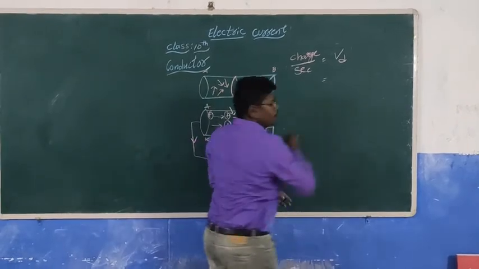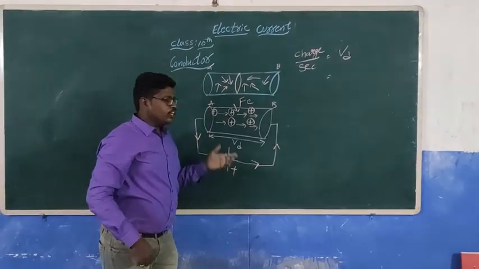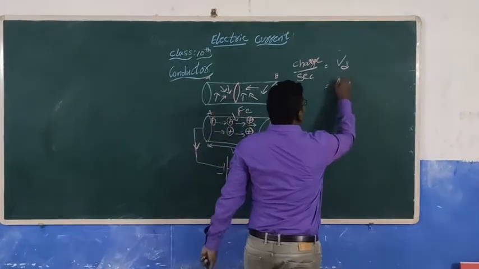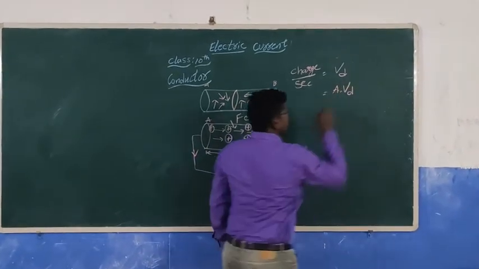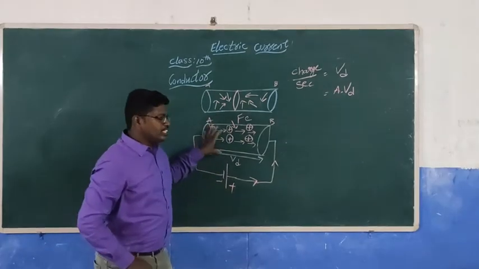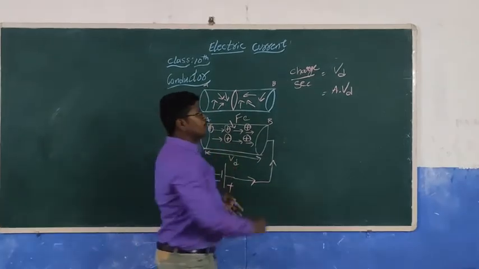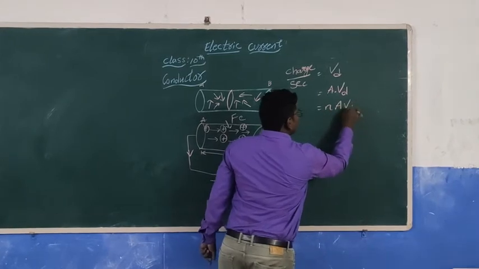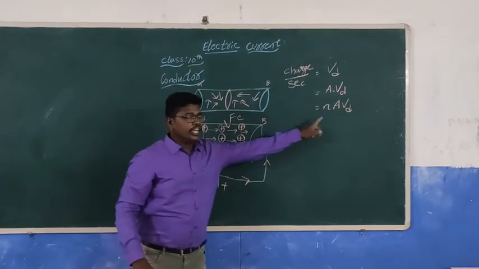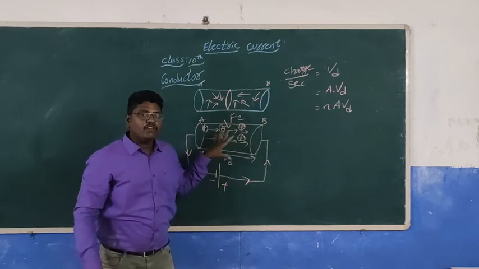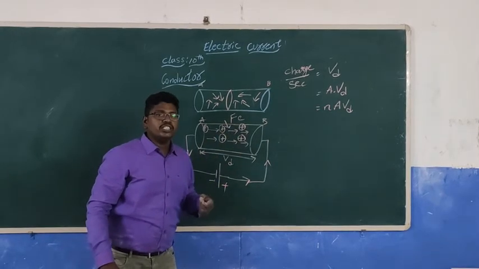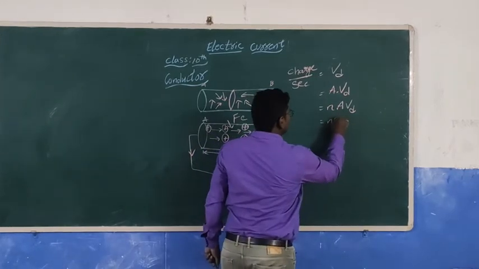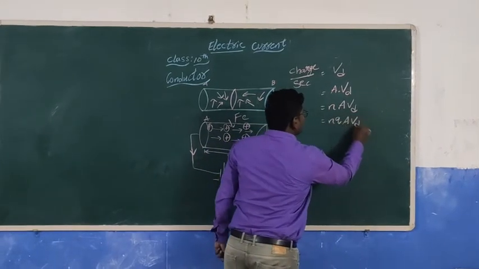So before that, we need to consider the volume. The volume of the conductor is A into Vd. And in this conductor a number of charges will flow, that is N into A into Vd. In this number of flowing charges, we need to consider charge per second. That is N Q A Vd.